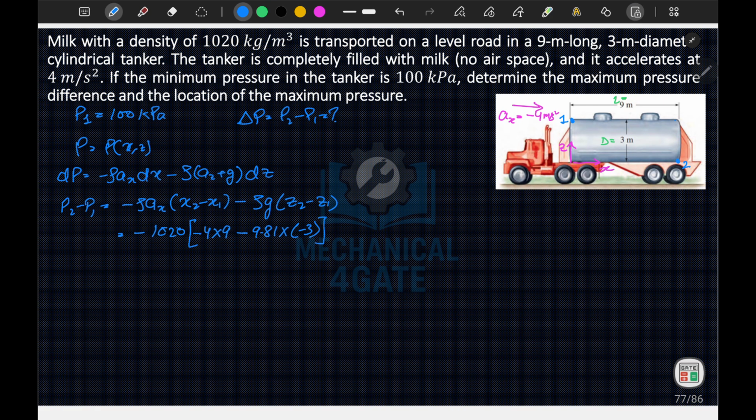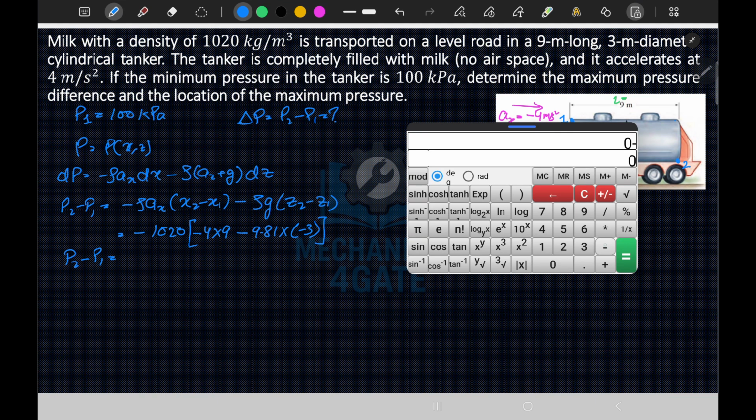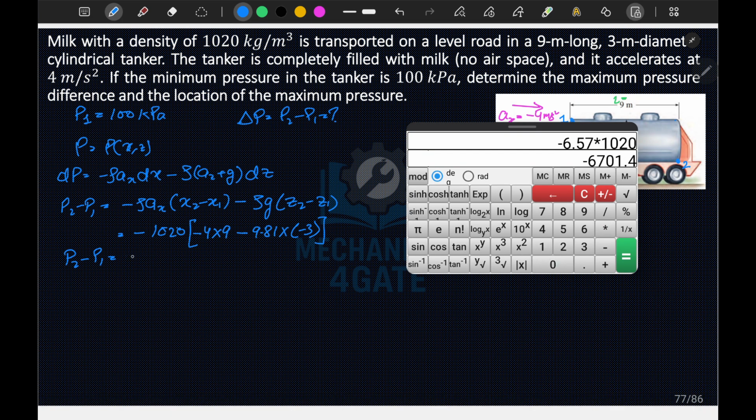Now I have obtained P2 minus P1 is equal to, if we solve this, minus 4 into 9, plus 9.81 into 3, into 1020. So P2 minus P1 becomes 6701.4 Pascal. This becomes your pressure difference delta P.